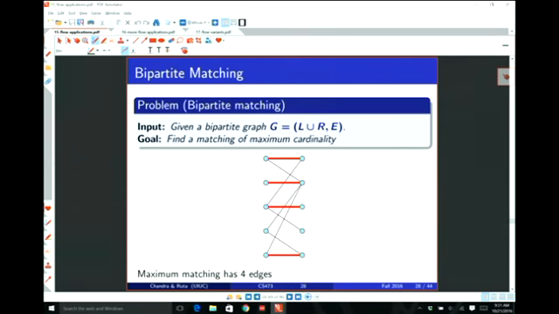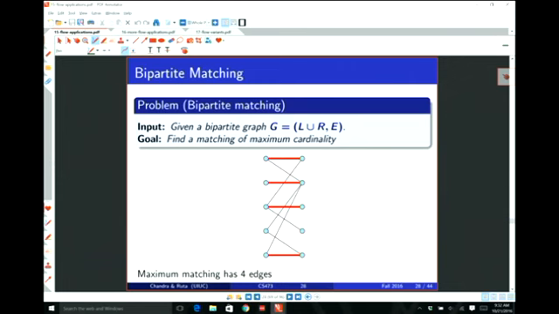All right, let's look briefly at bipartite matching again to recap what we did last time. So bipartite matching is the following problem. You are given a bipartite graph, and a matching is a set of edges which don't share any vertices, right? You can also think of it as an independent set in the set of edges. Two edges conflict if they share a vertex.